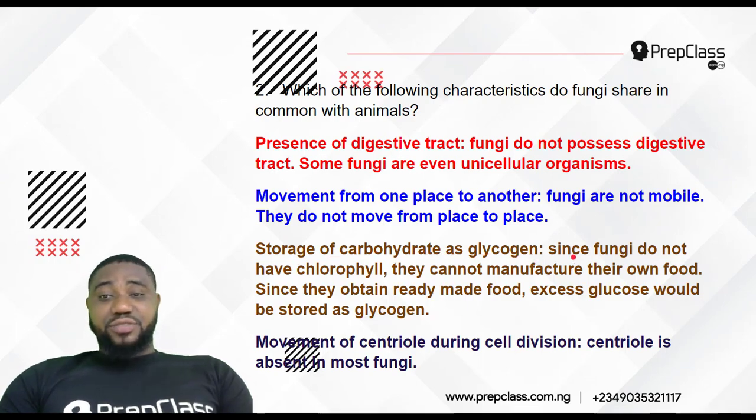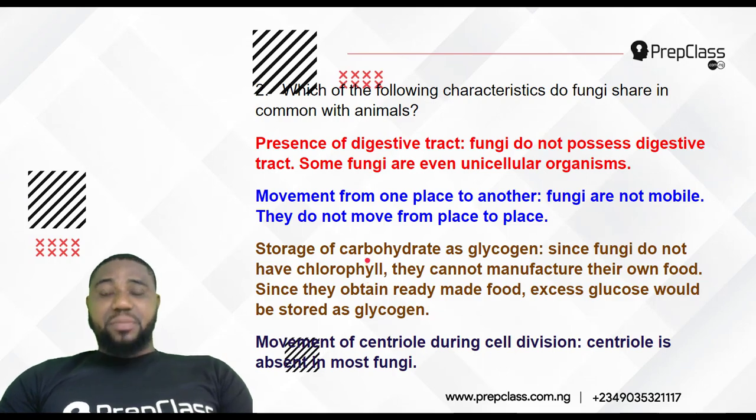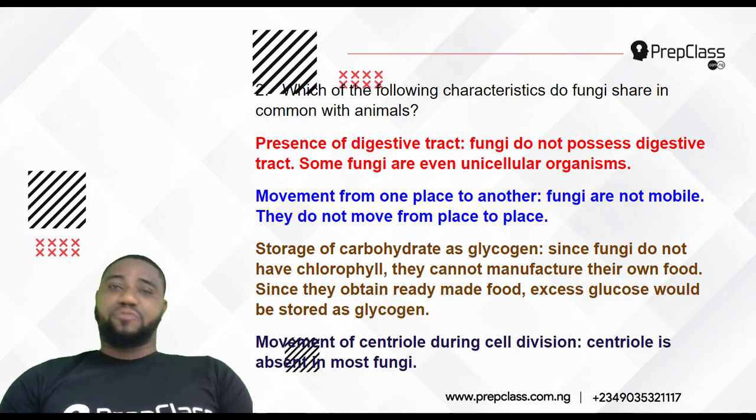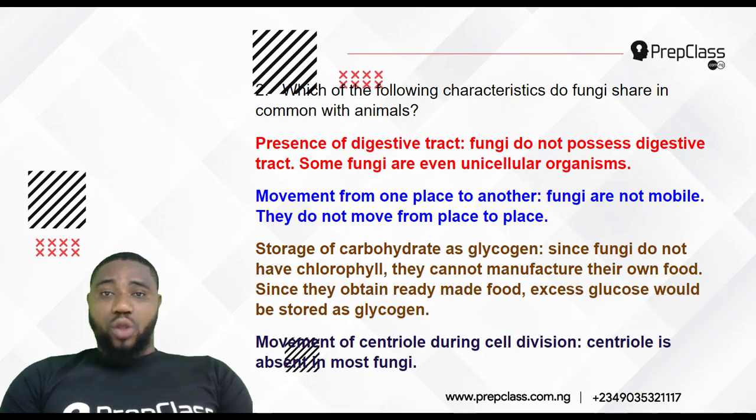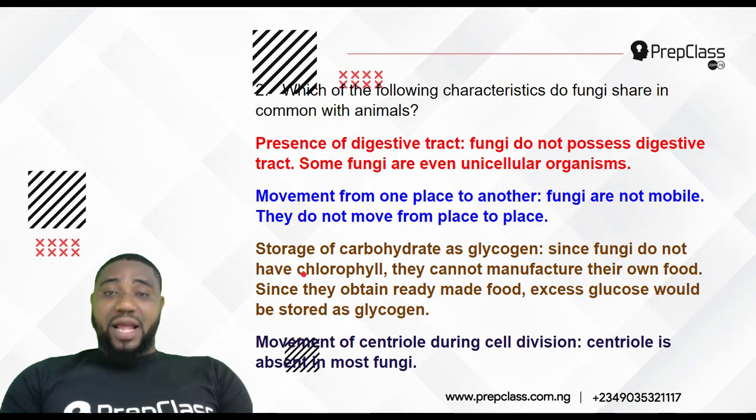Storage of carbohydrate as glycogen. So since fungi do not have chlorophyll, they cannot manufacture their own food. You know what chlorophyll is? That green pigment found in plants that enables them to manufacture their own food is known as chlorophyll. It is responsible for the green color of the leaves of plants. But the major function is that chlorophyll traps solar energy, which plants now use to react carbon dioxide and water to produce glucose, which is stored as starch. So chlorophyll is responsible for plants to manufacture food.